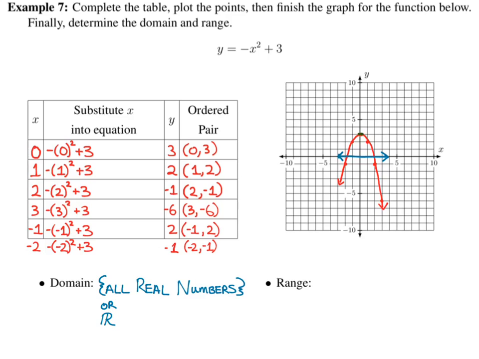Next one, the range. It starts up at 3 and goes down. Notice this one actually starts at 3 and goes down. So it's not all real numbers, it's just the numbers less than or equal to 3. Y such that y is less than or equal to 3.